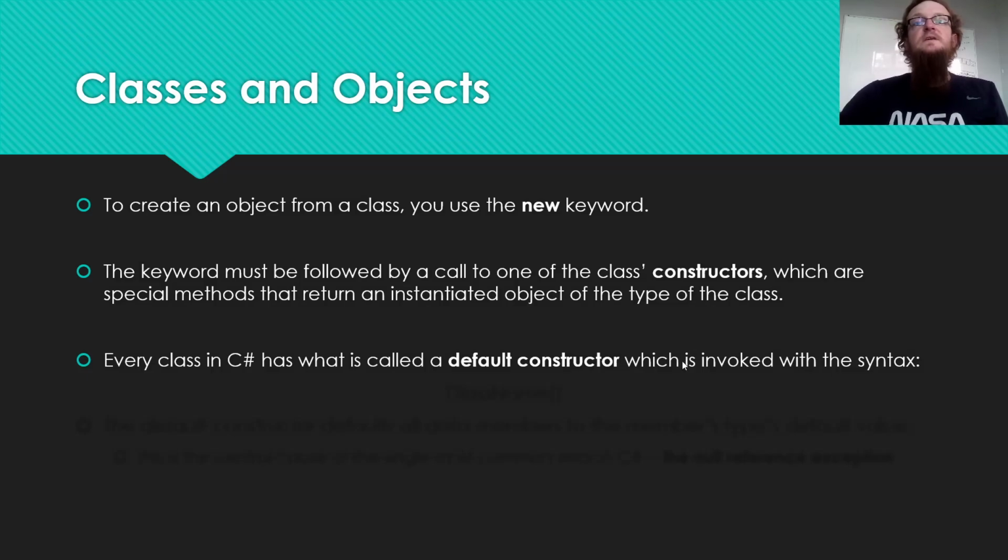So every class in C#, regardless of if you have given it one or not, has a constructor. If you have not specified a constructor, the class will have a default constructor, and the default constructor is always invoked with the syntax new followed by this method. And so this is the syntax of the default constructor. It's just the name of the class followed by empty brackets. If you wanted to create an instance of a class or an object using this constructor, you would have new and then class name and then a semicolon, and you would be done.